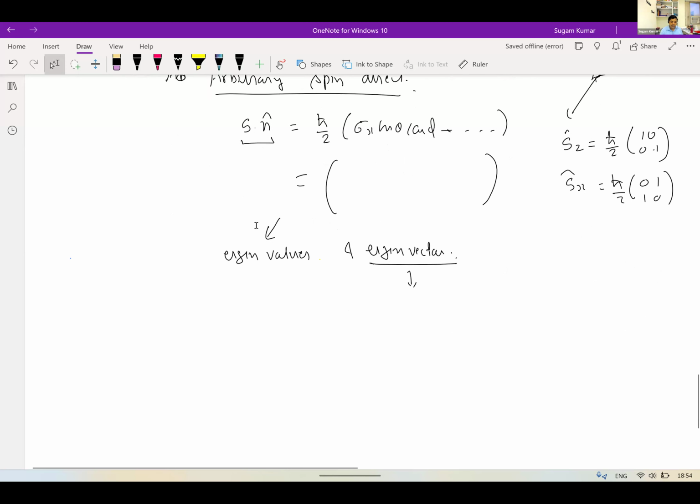So when the spin is in some general direction, let us say n, then the general wave function we can write like cos theta by 2 times the state 0, I mean the state corresponding to up, and down, plus e power i phi, then sine.